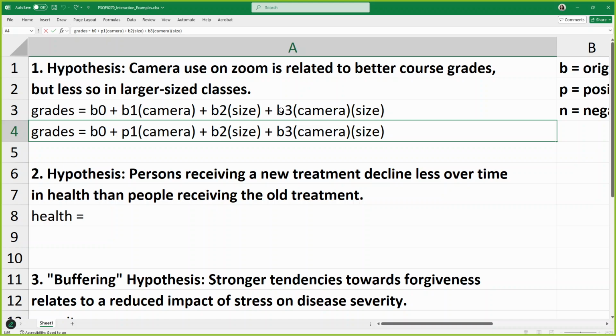To an extent. Maybe negative, because you don't get as much attention from the instructor. Yeah, lack of individual attention. Sure, negative.